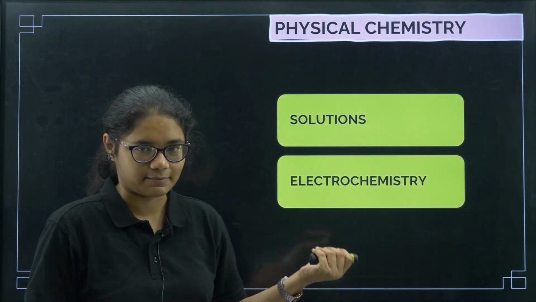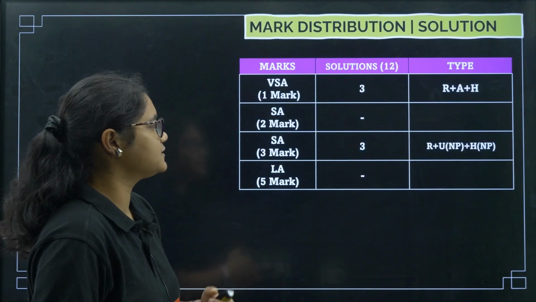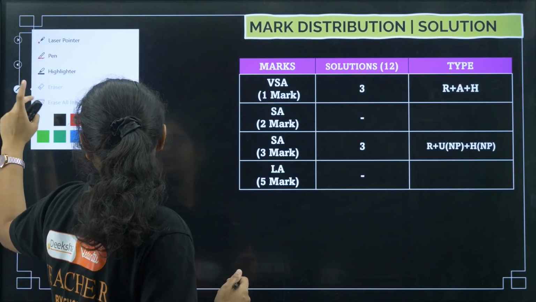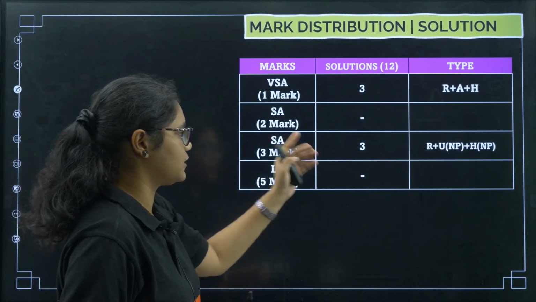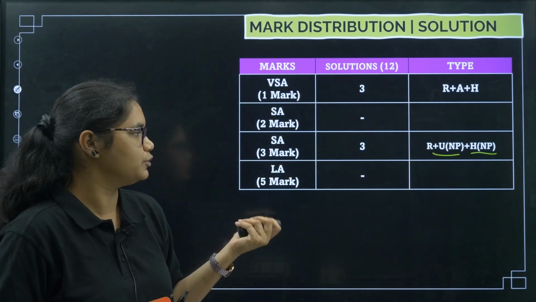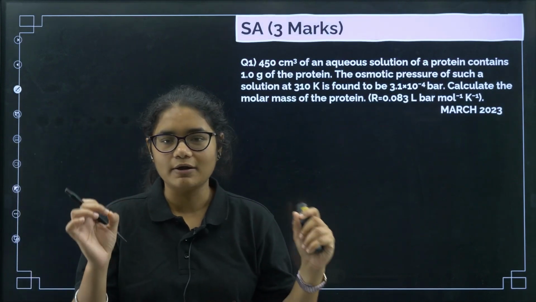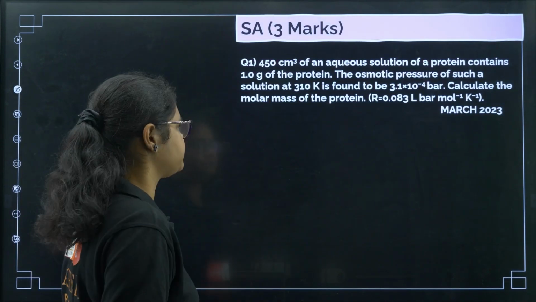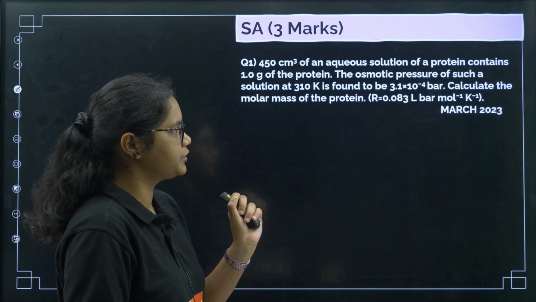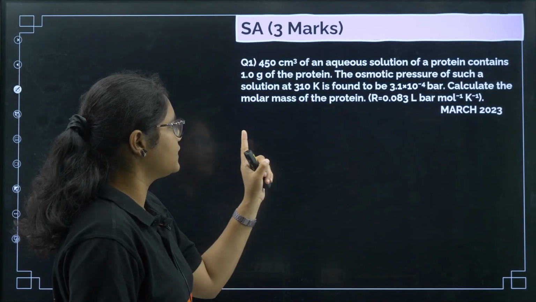So we have 2 chapters here, as I told you. We'll discuss from the solutions chapter. From the solutions chapter, numericals will be there in the 3 marker question, right? One of understanding type and one of HOTS type. Okay, 2 numericals we can expect. So now let us see the first question here. 450 centimeter cube of an aqueous solution of a protein contains 1 gram of protein.